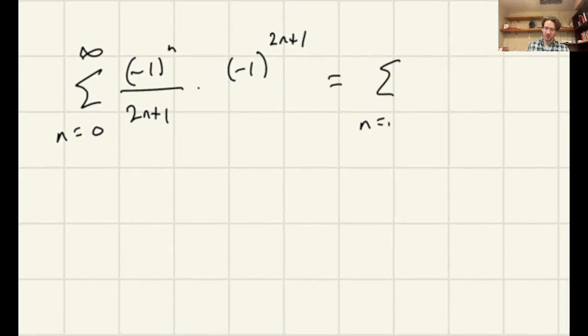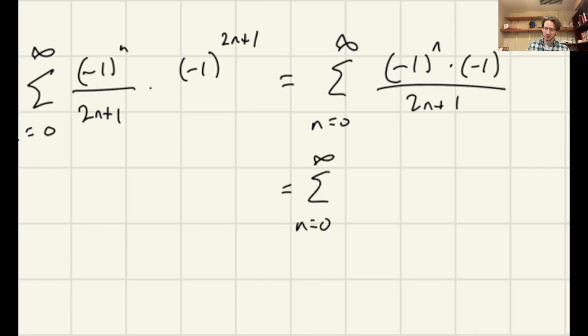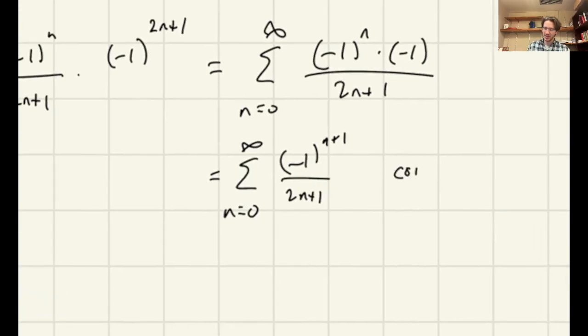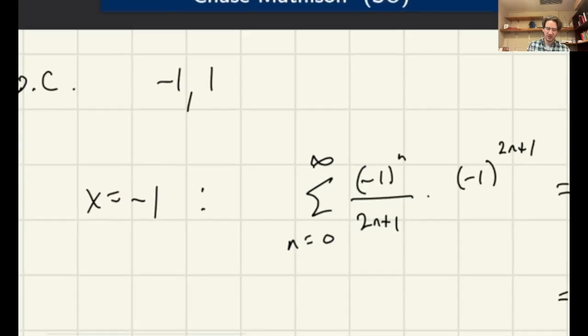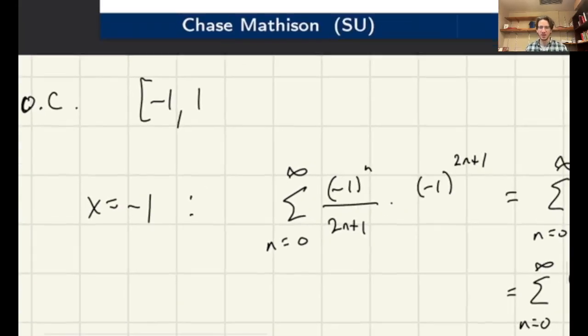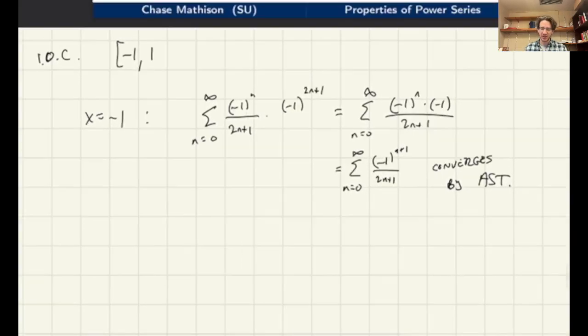Okay, so in the end, this looks like the sum n equals 0 to infinity of minus 1 to the n times minus 1 over 2n plus 1. That's the sum n equals 0 to infinity of minus 1 to the n plus 1 over 2n plus 1, which converges by, take a second and think why it converges, the alternating series test. So that converges by the alternating series test, so I can put a bracket right there. So this series converges at x equals minus 1.